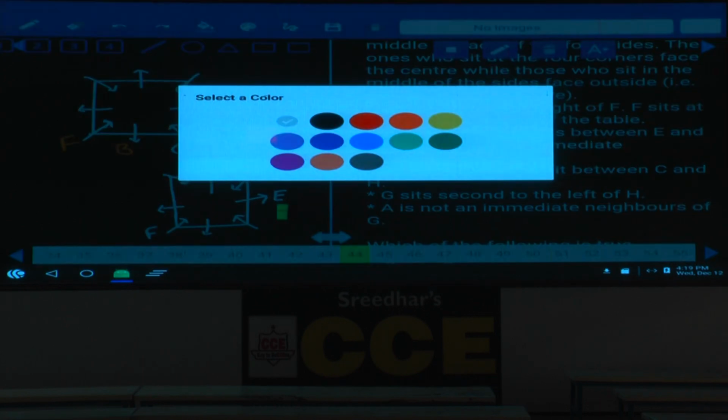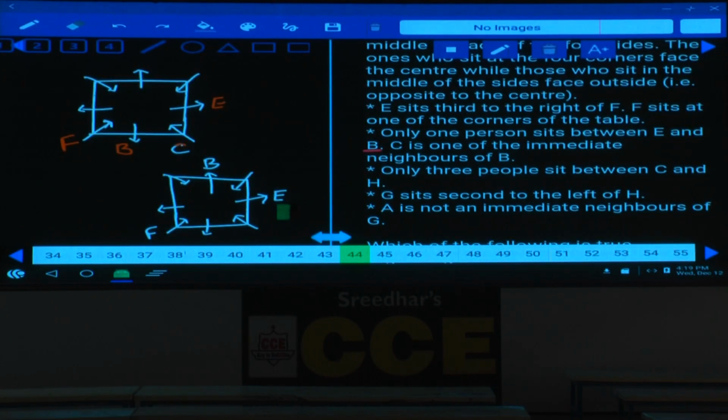C is one of the immediate neighbors of B, hence in this case C must be here. Now in this case C can be either here or here, there are 2 possibilities. And only 3 people between C and H. As only 3 people are between C and H, among these 8 persons, they are opposite to each other.